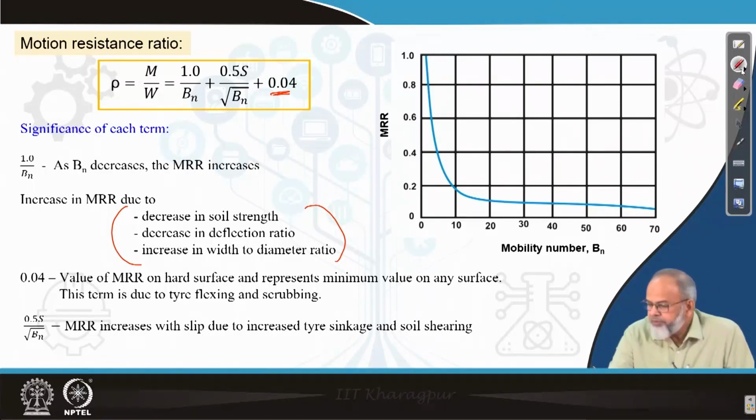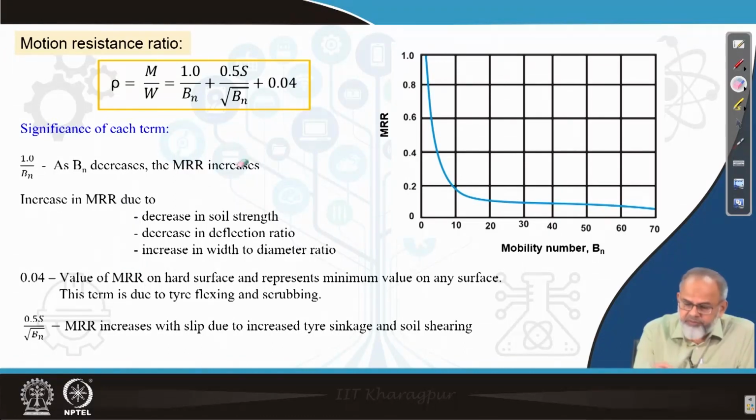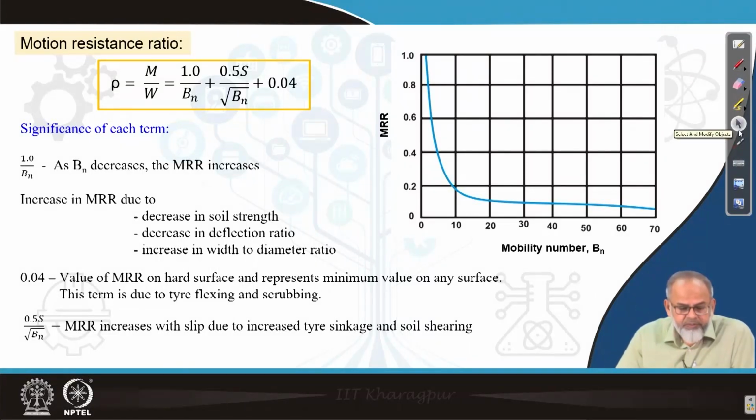Now once we know the equations which are developed for torque ratio, which is nothing but the coefficient of gross traction, then we knew the equation which is developed for motion resistance ratio, and the nature of the motion resistance ratio curve we can see with increase in mobility number we are getting lesser and lesser motion resistance ratio. That means with increase in CI, with increase in del by H ratio, we are getting more mobility number, and then we are getting lesser motion resistance ratio.